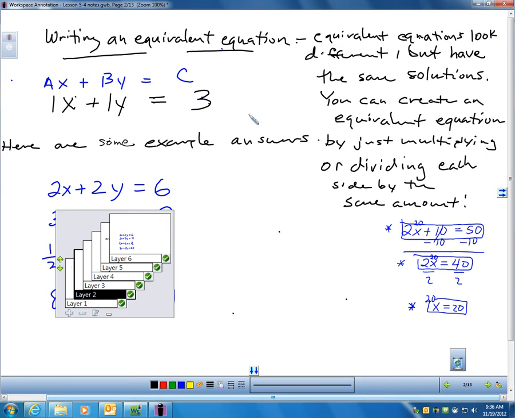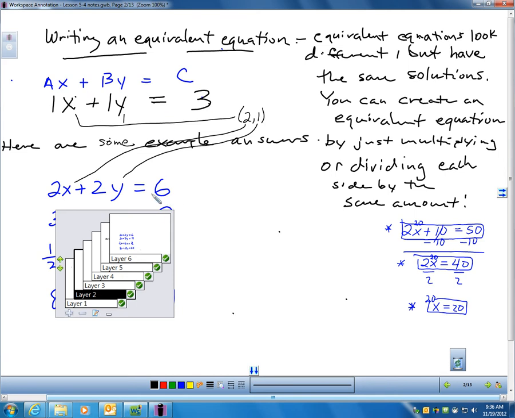I think you'd all agree that if x is 2 and y is 1, 2 plus 1 is 3. The point (2, 1) does satisfy this equation. Now let's try, does it satisfy this one? If you plug in 2 for x and 1 for y, look what happens. 2 times 2 is 4, 2 times 1 is 2, and 4 plus 2 is 6. This point satisfies each equation.